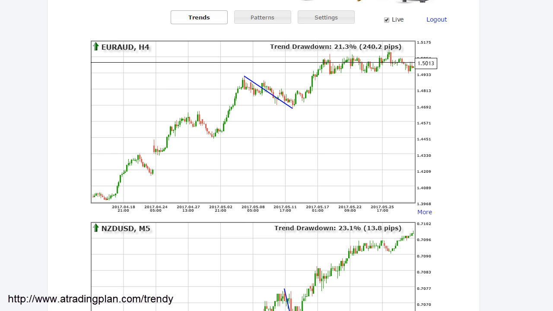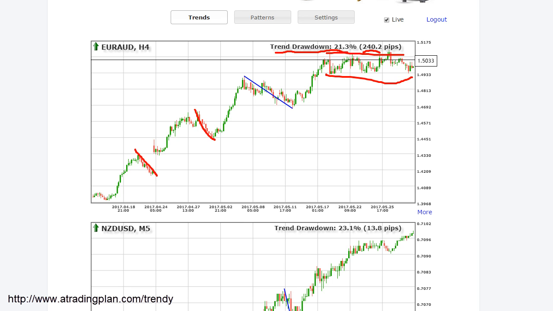Basically what that means is these pullbacks. Let me just get a pen here. These pullbacks here, all these kinds of pullbacks, show you what's a normal reaction in this market that does not break the uptrend. So for example, right now we've got a trend drawdown of 21.3%, so 240.2 pips. What that is telling you is that price could break out of here, drop down 240 pips, and still not break the uptrend.